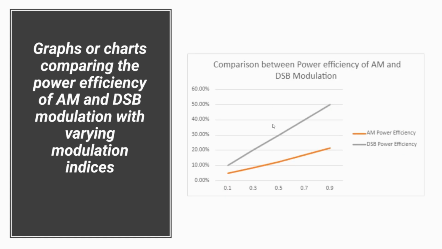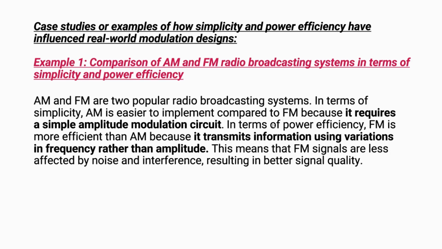Here, the graph compares the power efficiency of AM and DSB modulation as the modulation index changes. For AM, we can see that the power efficiency does not increase by much as the modulation index increases, whereas for DSB, the power efficiency increases by a great extent as the modulation index increases.